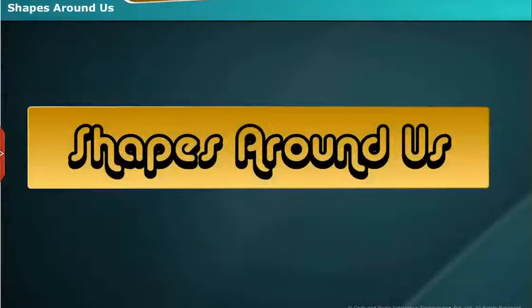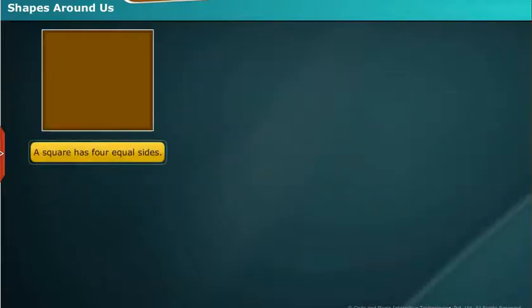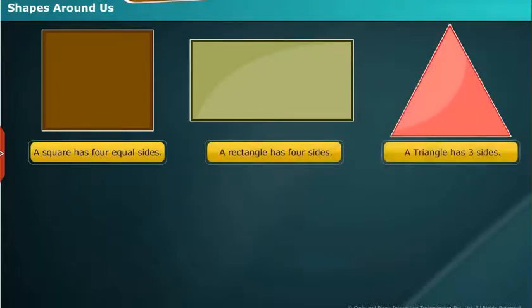Shapes around us. Now, let us learn about shapes around us. A square has 4 equal sides. A rectangle has 4 sides. A triangle has 3 sides.